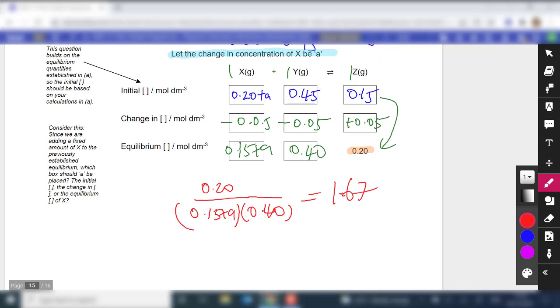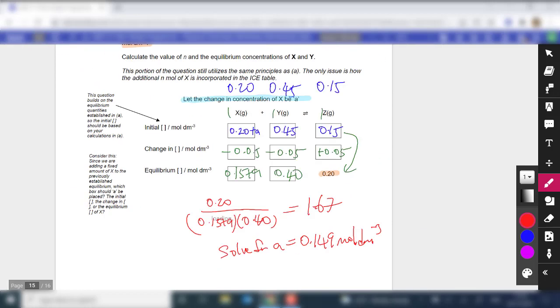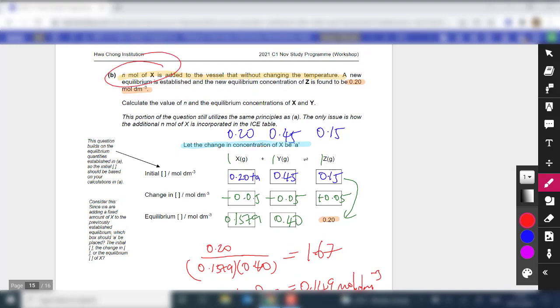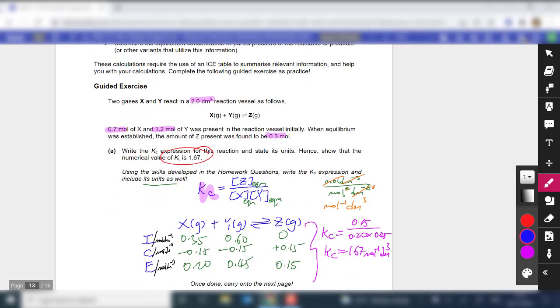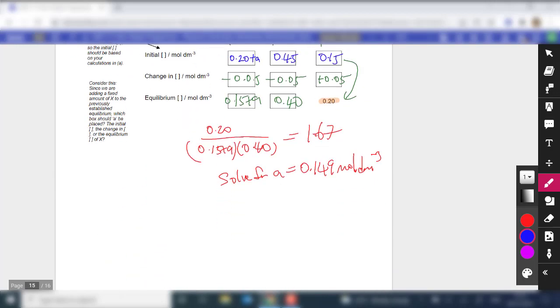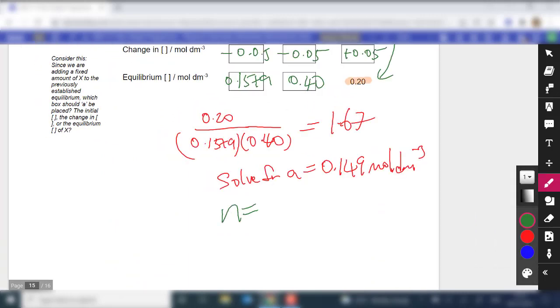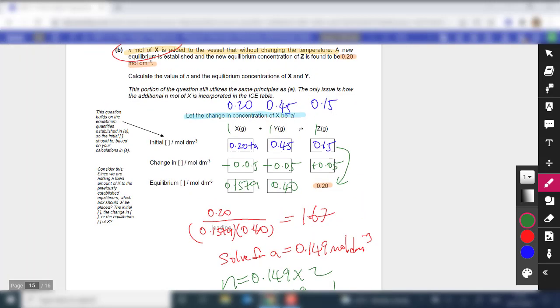Okay, then over here you solve for A, then you should be able to get around 0.149 moles per dm cube. Okay, however, this is not the answer because this is not N. Why is this not N? Because the total volume of the vessel is over here, 2.0. And because it's 2.0, therefore the value of N is equal to 0.149 times 2. Okay, so you should get 0.299 moles. So this will be the amount of X being added into the vessel.